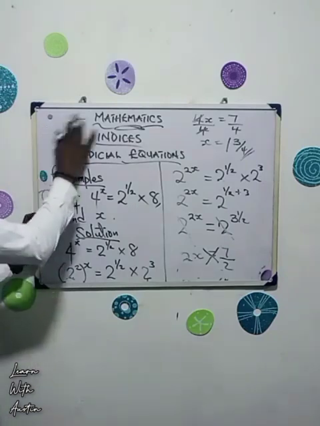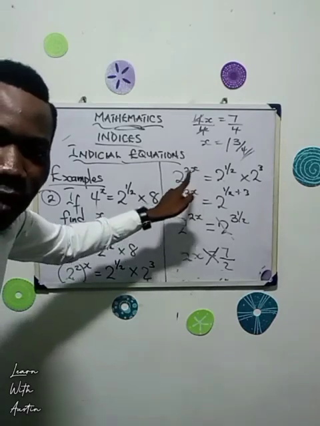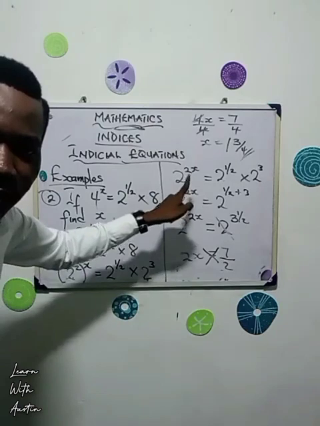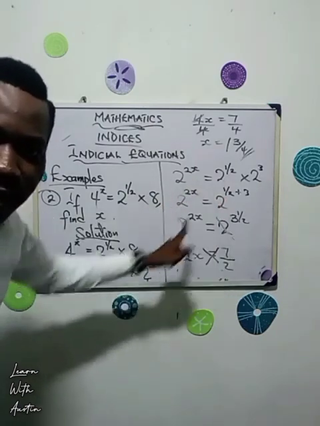So the same thing we did here. So 2 times x becomes 2 raised to the power of 2x. 2 raised to the power of 2 times x, 2x, right? So equal to 2 raised to the power 1 over 2, which you have here, then times 2 raised to the power 3.